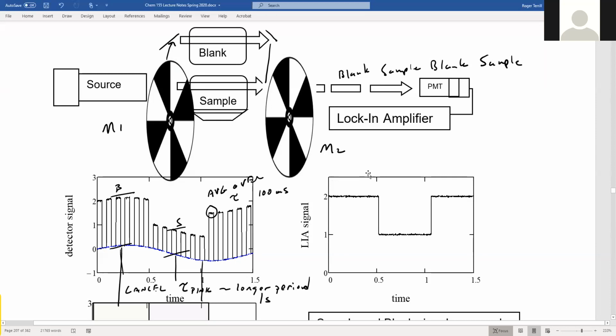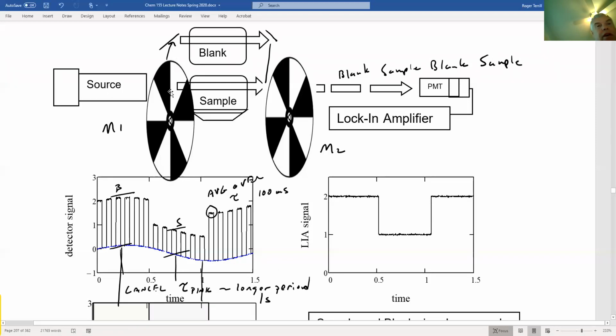So if your source hits the mirror and then goes through the blank, do you have to compensate for the mirror? Absolutely, you do. The idea here is that you can do that better than you can stabilize a source, right?